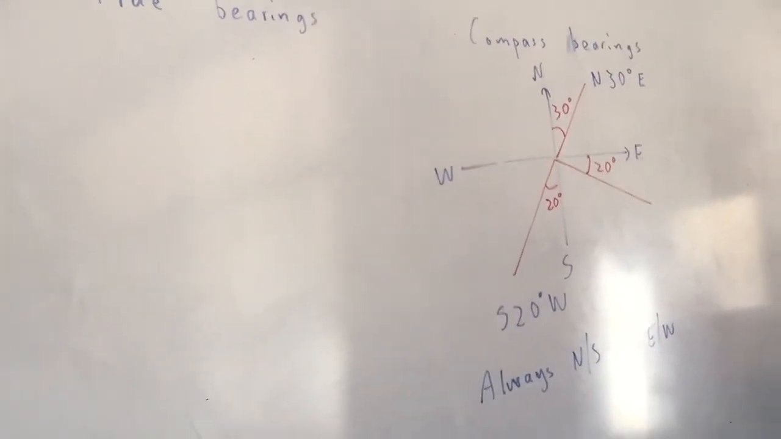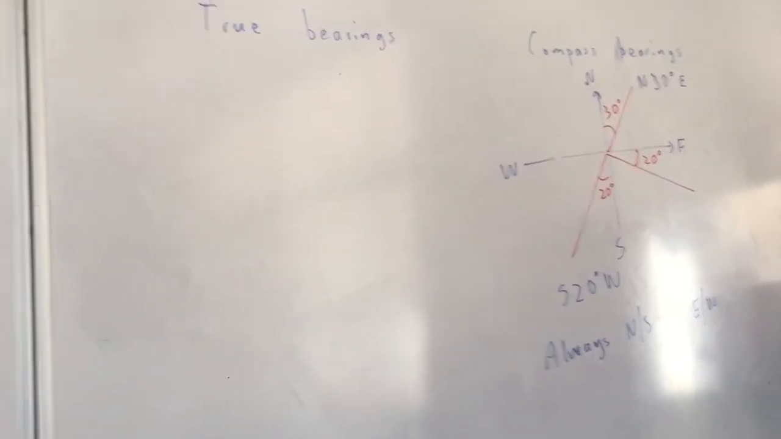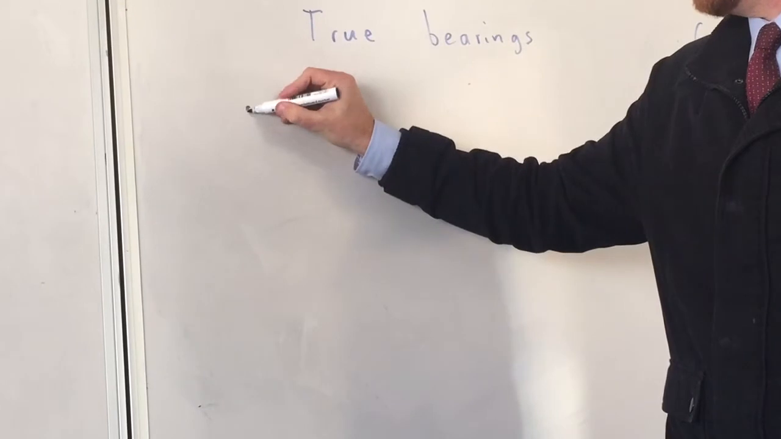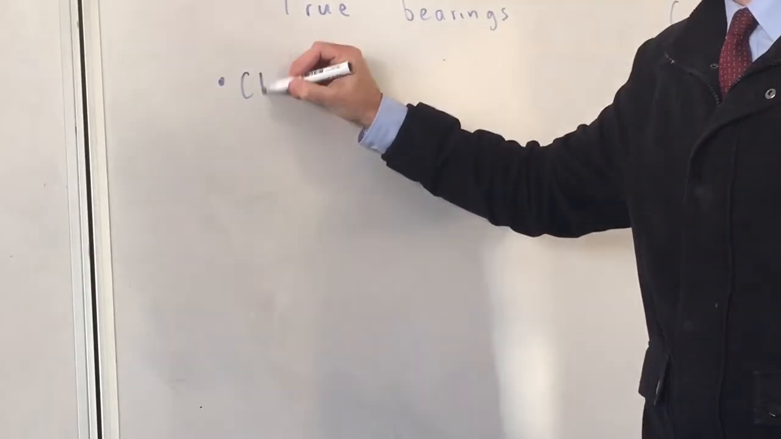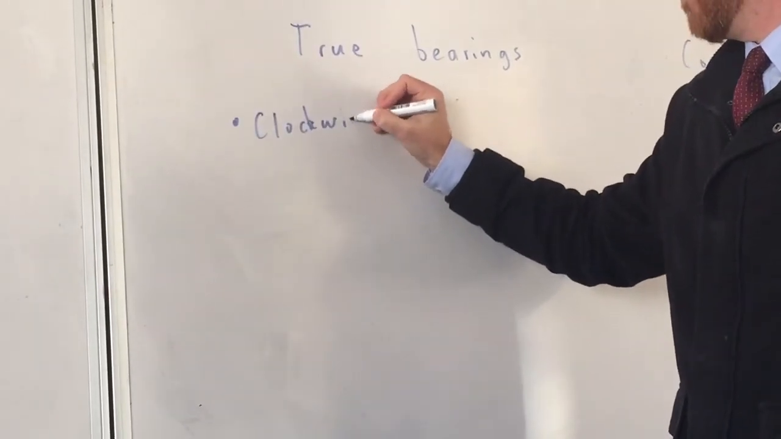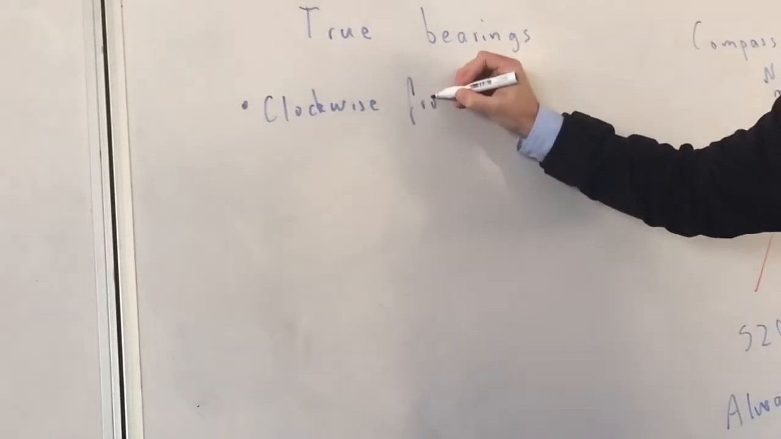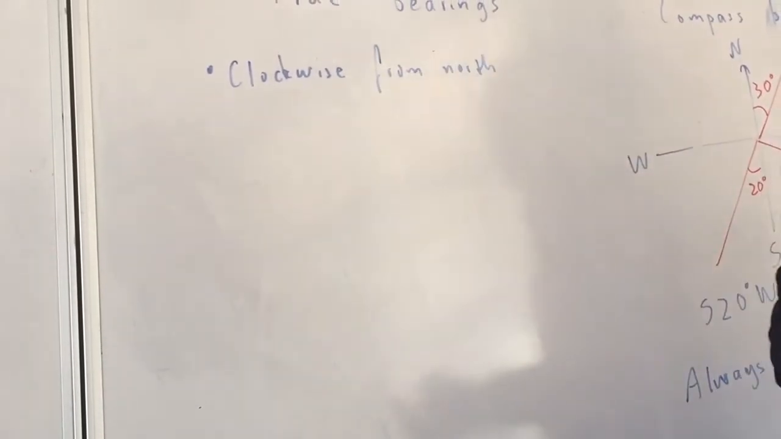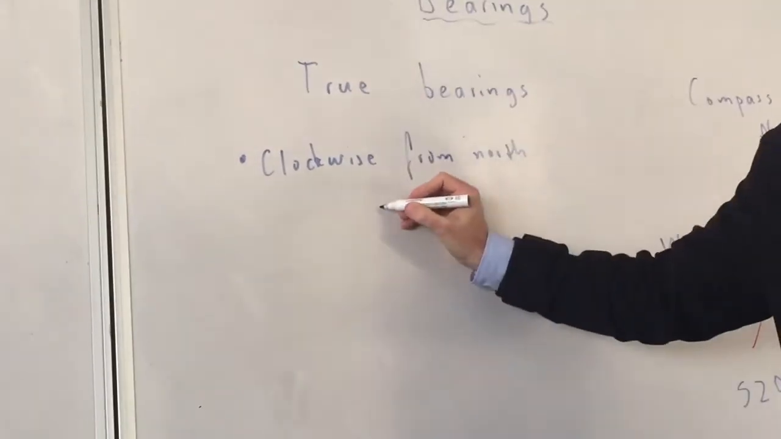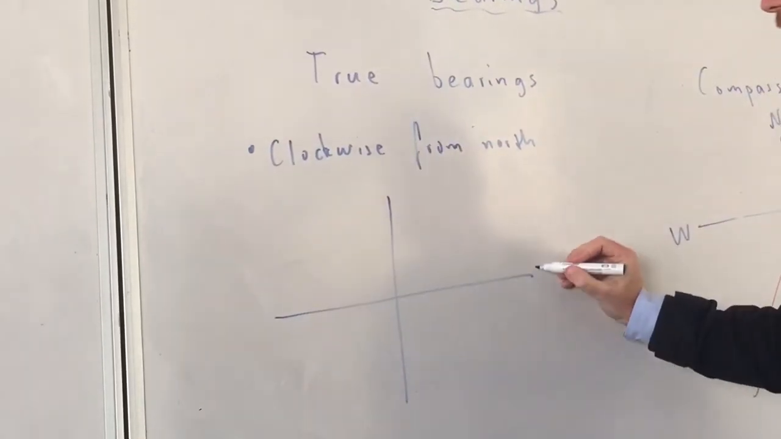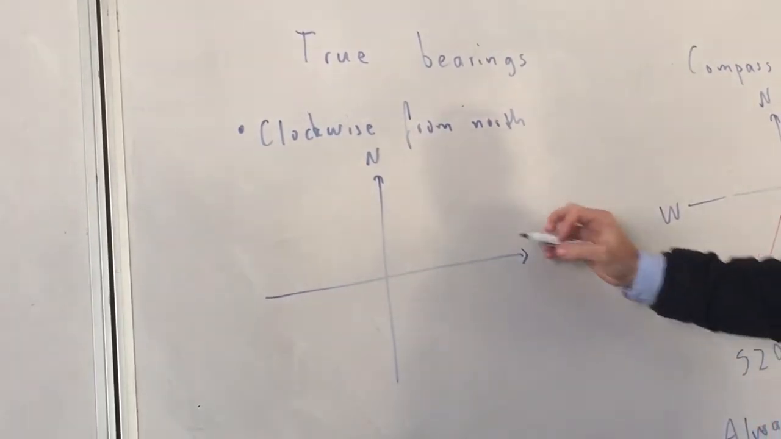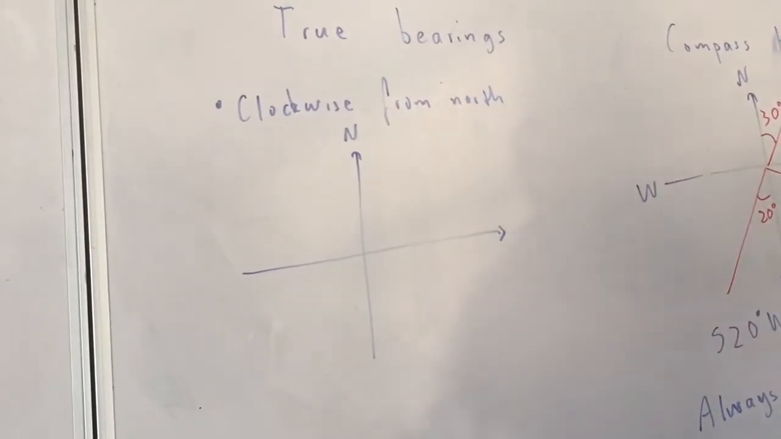A true bearing is probably the one you're going to see a lot more in the future. A true bearing is just a bearing measured clockwise, so the angle clockwise from north. A really easy way of thinking about it is to think of it like a clock. So let's think about the main bearings here.